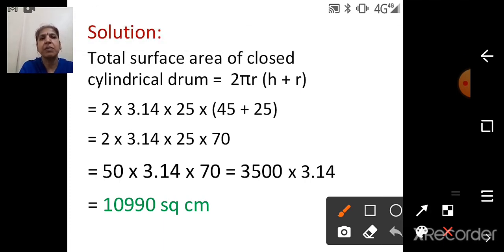After writing formula, substitute the values. 2 into pi, which value do you have to take now? 3.14, into radius. Radius is 25 cm, into, then in bracket, h plus r, 45 plus 25. Then next step, we will solve the bracket part. So other values as it is: 2 into 3.14 into 25. Now 45 plus 25 is 70. So write that.